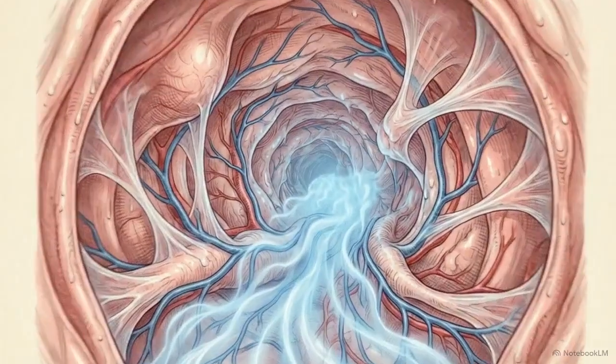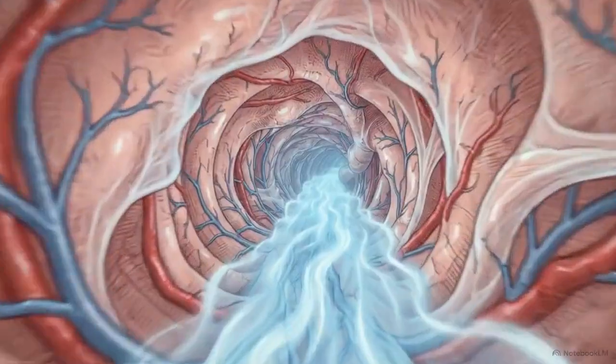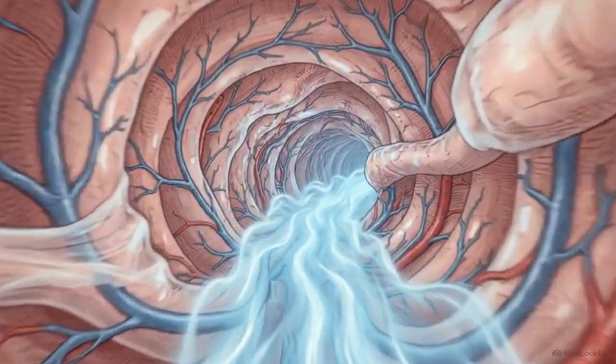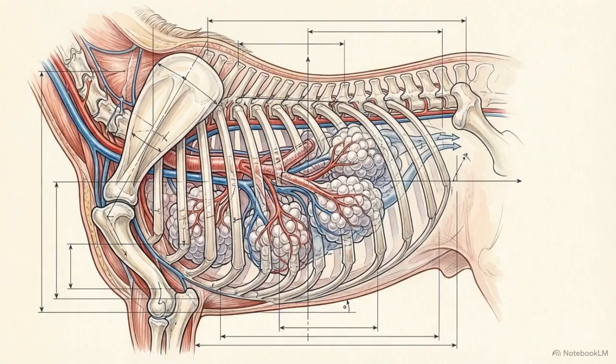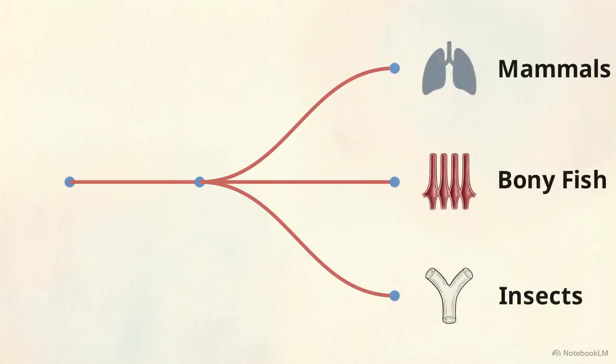To overcome this, biology must internalize the environment. Large organisms have evolved specialized structures that bring the external air or water deep into the body, effectively bypassing the distance limits of simple diffusion. From this perspective, the complex anatomy of large animals is a collection of engineering solutions to a single geometric problem. To understand how this works, we can analyze three distinct evolutionary paths: mammals, bony fish, and insects.